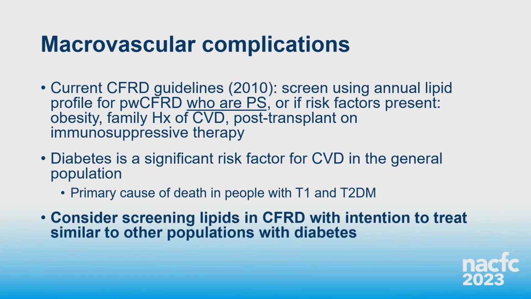So the current guidelines state that we should be screening using an annual lipid profile only for people with CFRD who are pancreatic sufficient, or if they have risk factors present such as obesity, a family history of cardiovascular disease, or if they're post-transplant. But we know that diabetes is a very significant risk factor for heart disease in the general population, and cardiovascular disease is the primary cause of death in people with type 1 and type 2 diabetes.